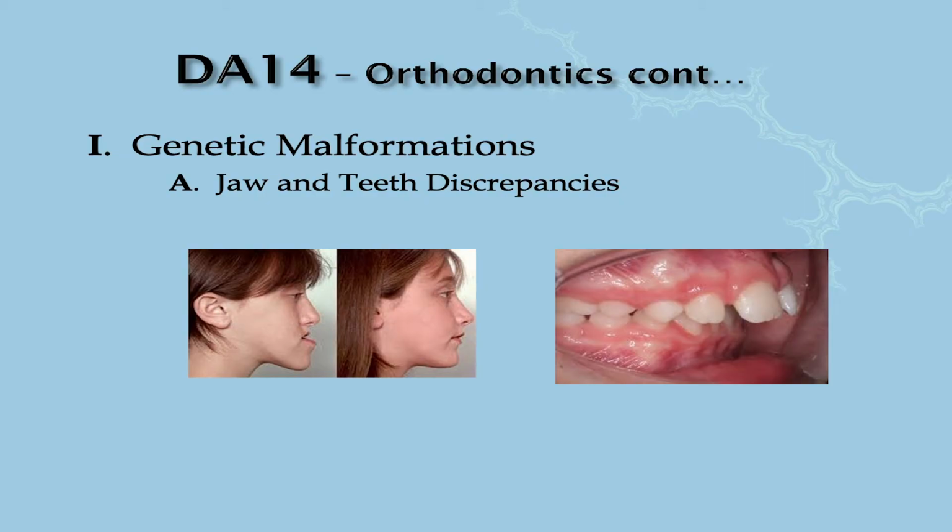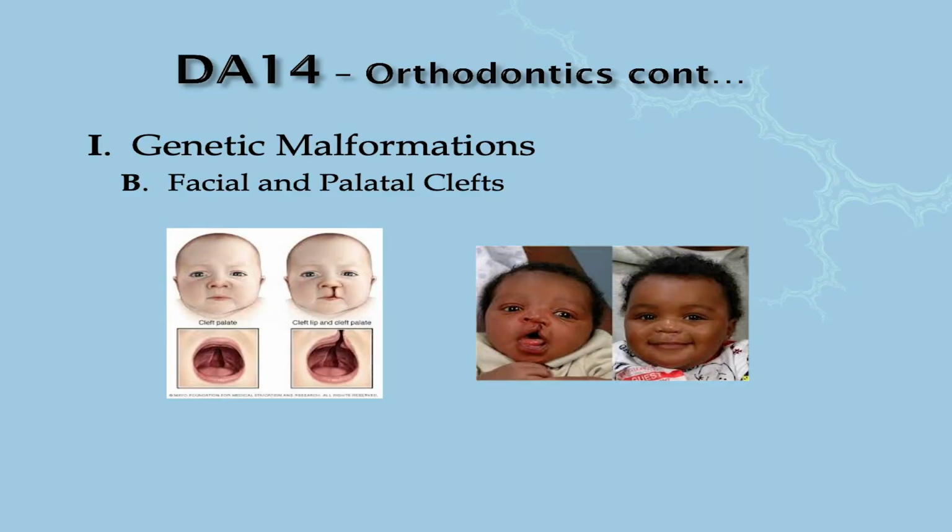There are many reasons why someone would need orthodontics, but we're going to talk about some genetic malformations that increase the need for orthodontics. So we have jaw and teeth discrepancies. This is a difference between the size of the upper and lower arches, or between the jaw and the size of the teeth. We also have facial and palatal clefts. This is a birth defect that affects the upper lip and the roof of the mouth, and some of these patients are born without some of their teeth.